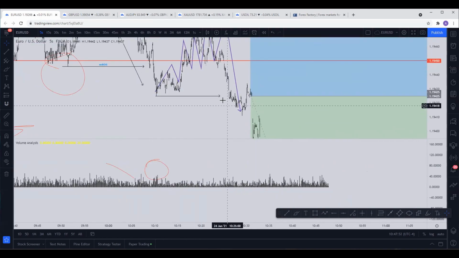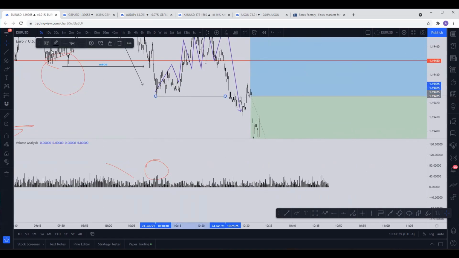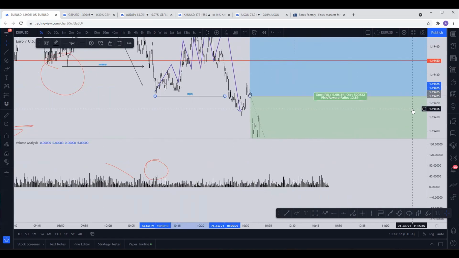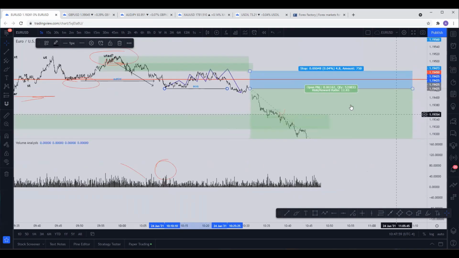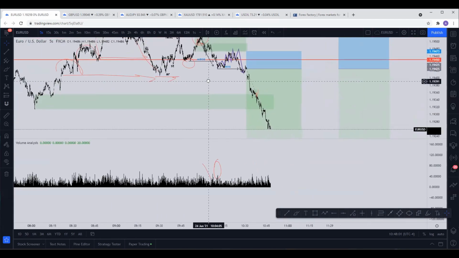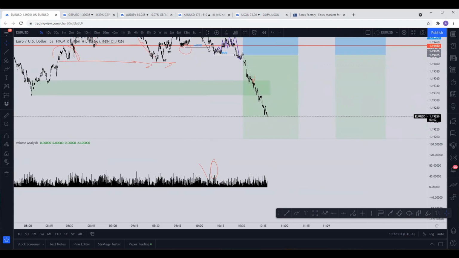So after we had the break of market structure here, this is when we decided to take this beautiful short, and look at what price is doing. Boom. And it continues. Excellent. Beautiful. Perfect.